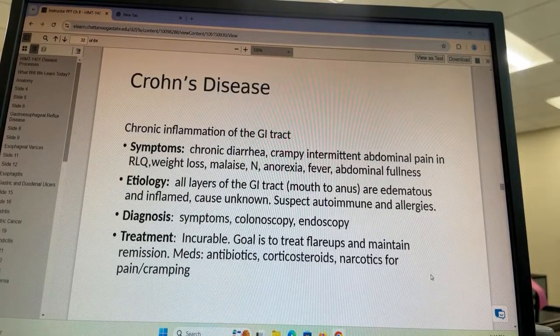Are there any questions about the difference between those two, abdominal and hiatal? Basically both are just a weakening and something protruding where it shouldn't be.